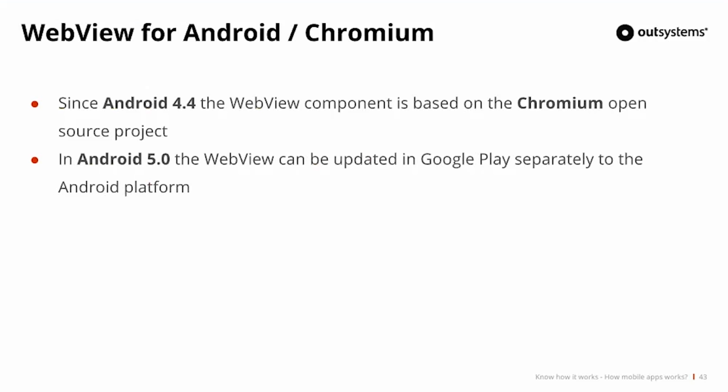In Android, we have had Chromium since version 4.4. This is an open source project, and the performance is much faster than before 4.4. And in version 5, in Marshmallow, you can actually update it in Google Play separately from the Android platform, so you don't need to wait for the operating system update.